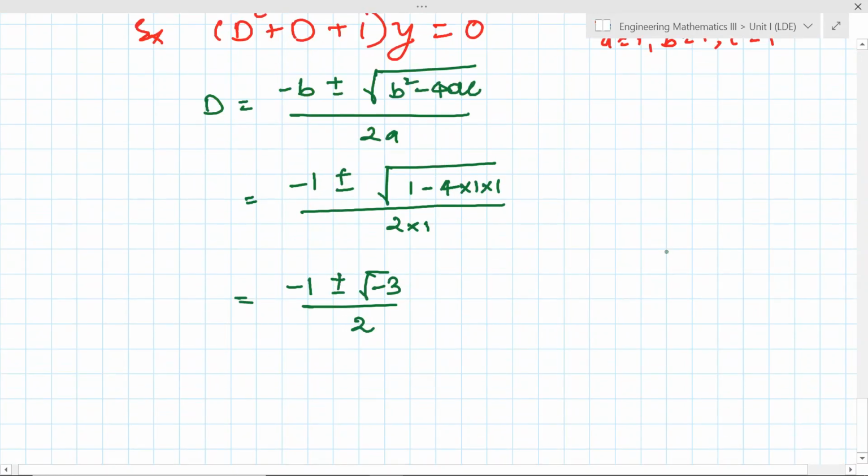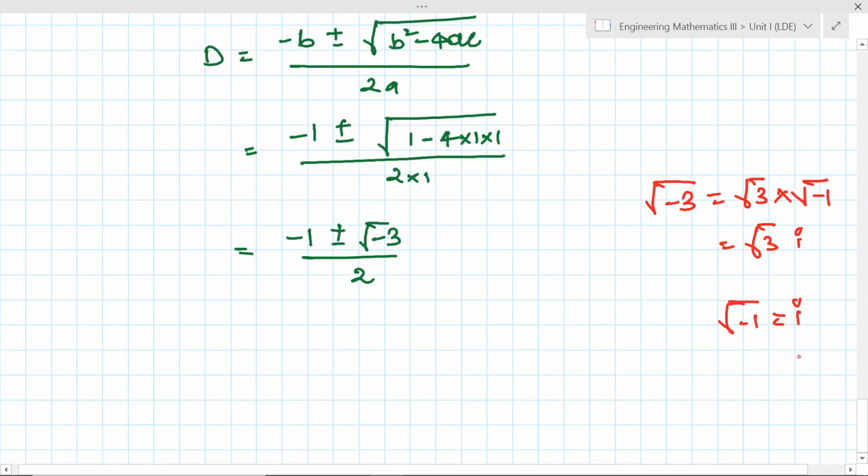What is root over minus 3? We can write this as root 3 into root minus 1, and root minus 1 is nothing but i, so root 3i. Got it? Root minus 1 is nothing but i, everybody knows about this complex number. In a diploma course, or in 11th or 12th standard, you have seen this complex part.